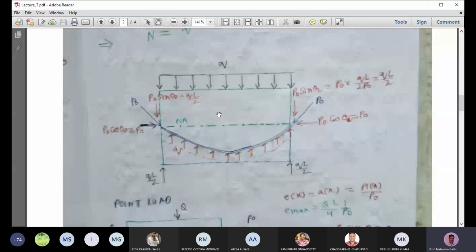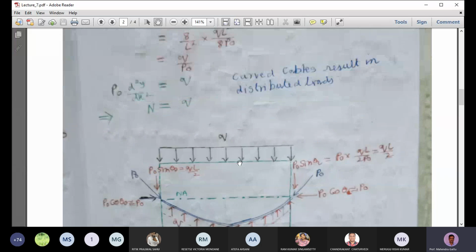So we have our beam with the neutral axis and the distributed load and the reactions QL by 2, QL by 2. We have the pre-stressing strand applying force P naught at the edge, and on the other edge also applying force P naught. This is theta naught and this is theta L. So the horizontal component is P naught cos theta naught, and since theta naught is very small, we can approximate it to be P naught. And we have vertical component P naught sin theta naught, and here also vertical component P naught sin theta L. We already found sin theta L is approximated as theta L, and theta L is QL by 2 P naught. That we have done here.